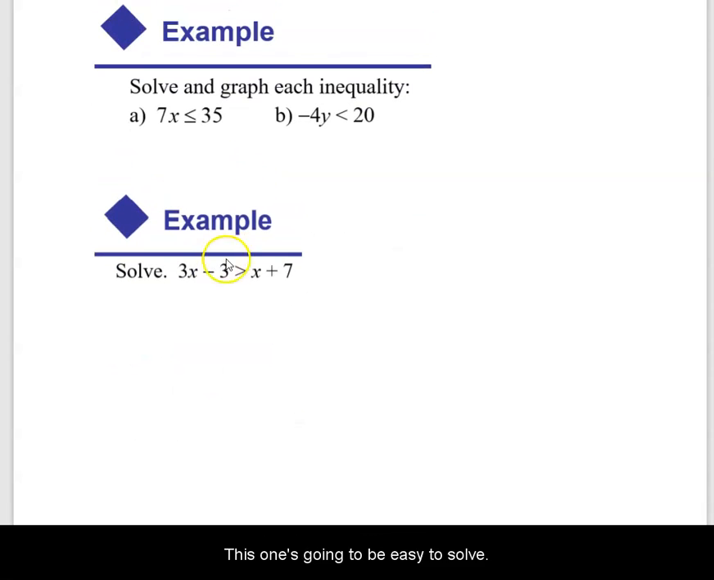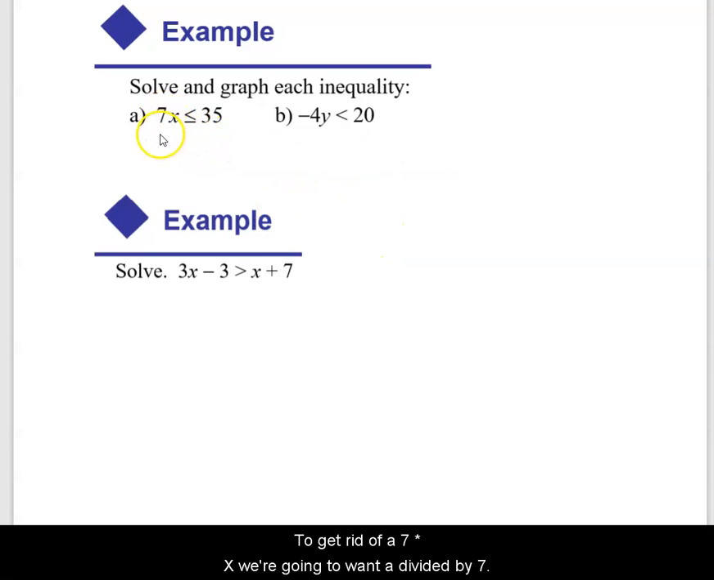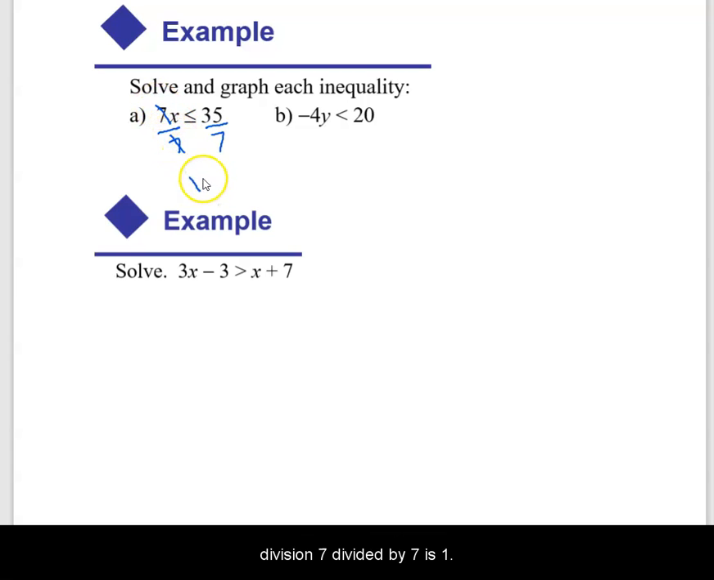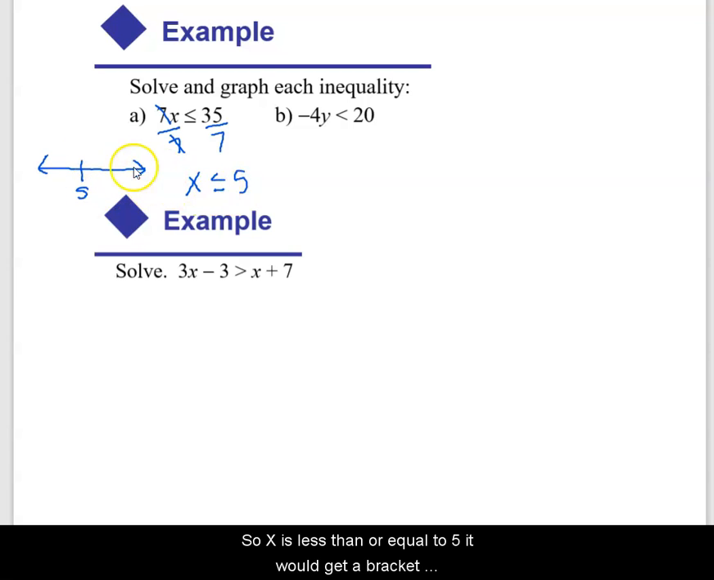okay, this one's going to be easy to solve. To get rid of a 7 times x, we're going to want to divide by 7 on both sides, because the opposite of multiplication is division. 7 divided by 7 is 1. And then 35 divided by 7 is 5. So they also want me to graph that. So x is less than or equal to 5. It would get a bracket because it has the equal sign, and everything less than or equal to 5 would be this way.